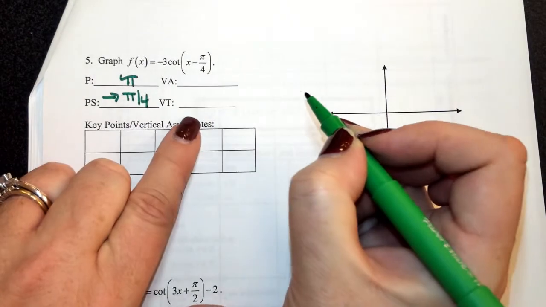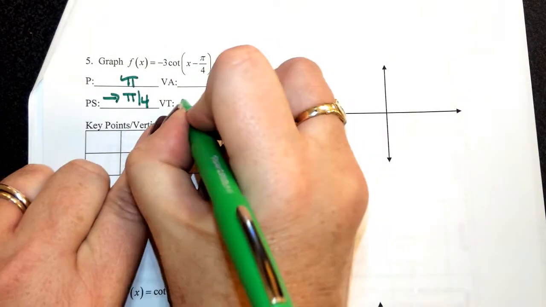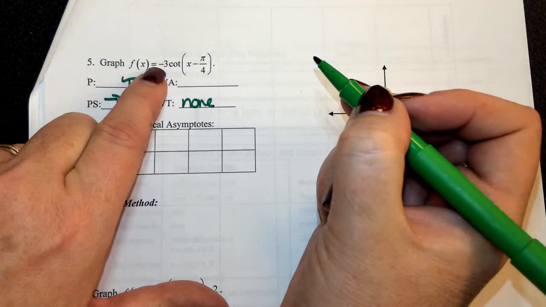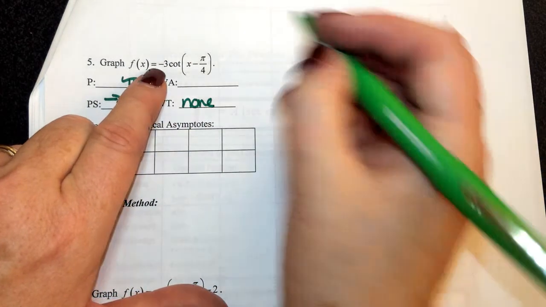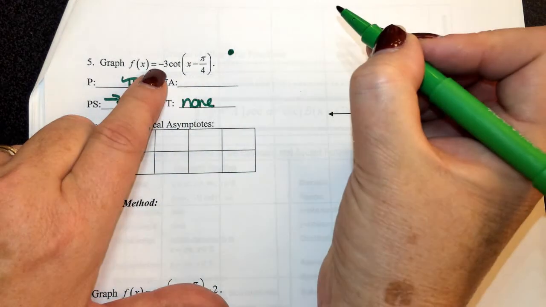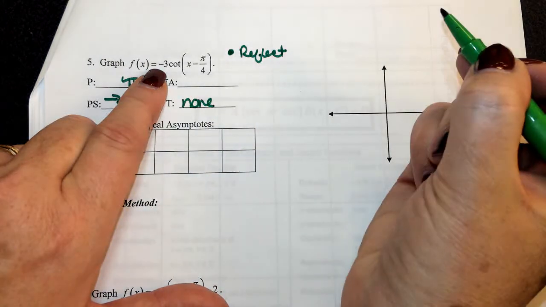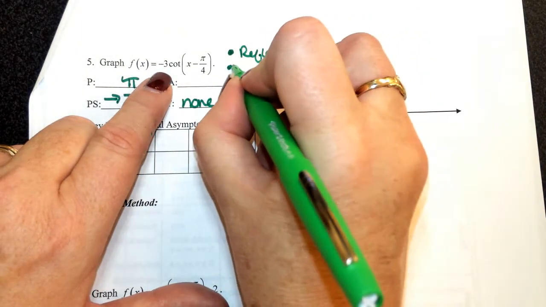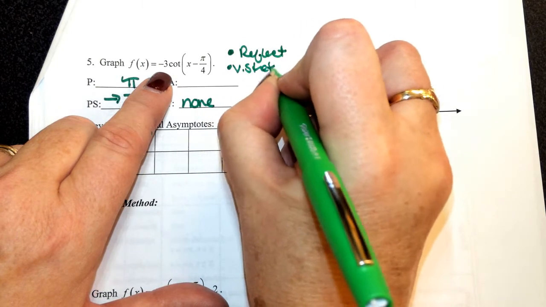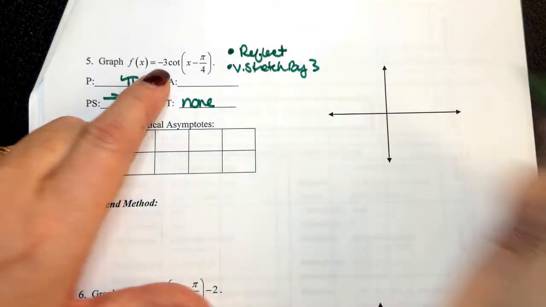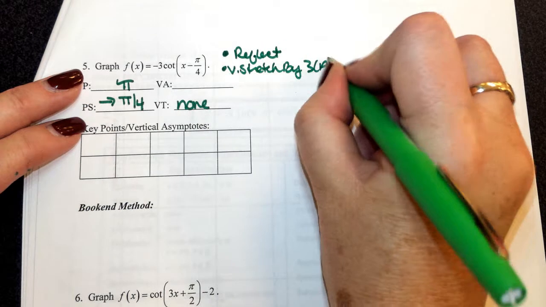Do we have a vertical translation? No. However, what other transformations do we have to consider? Well, you have a negative in the front, so what does that mean? We're going to have to do what? We have to reflect, and then we have a vertical stretch by 3, which again, that's what we've been looking at as the a value.